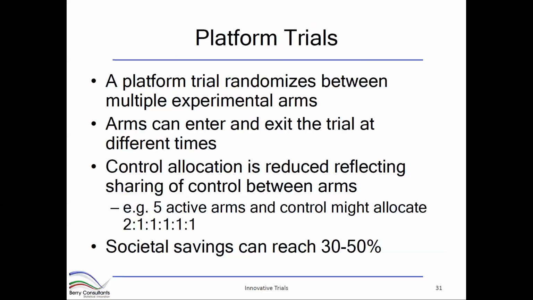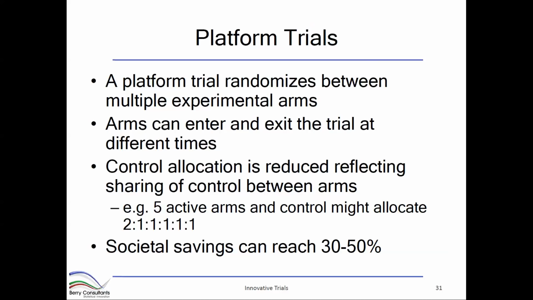They're not going to all happen at the same time, so a platform trial allows arms to enter and exit. So this may only be investigating 4 or 5 treatments at a particular time, but these 25 trials occurred over multiple years, so arms enter, arms leave. One of the key aspects for resources here is the control allocation can be reduced, and that reflects the sharing of control between the arms.